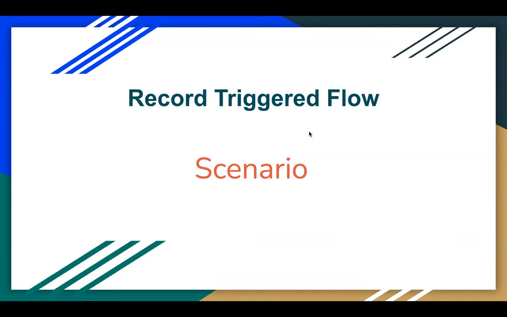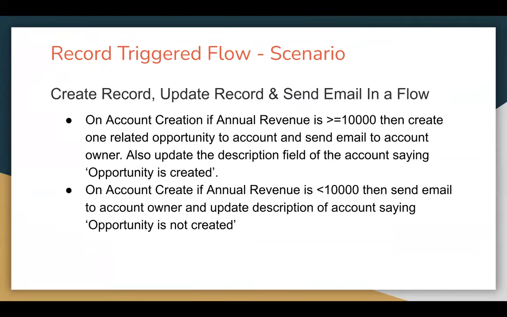In this video, I am going to demonstrate a scenario based on record trigger flow. We are going to use create record, update record, and send email action. Create record and update records are elements, and send email will be an action that I'm going to use in a flow. So I will be demonstrating how you can use these things together.